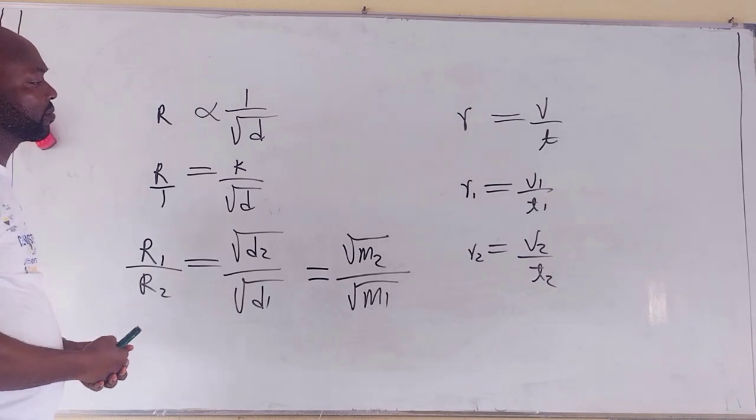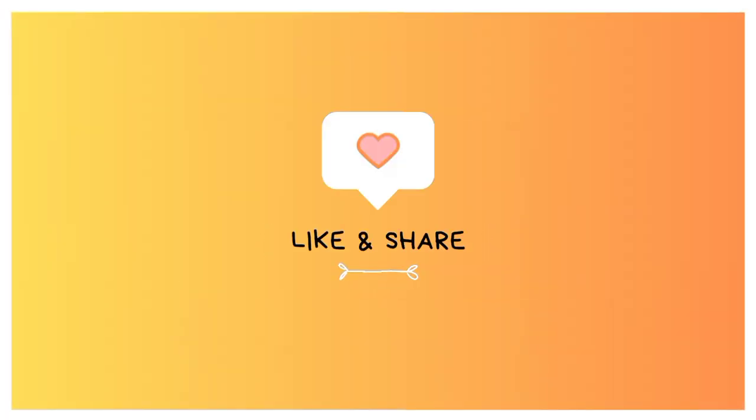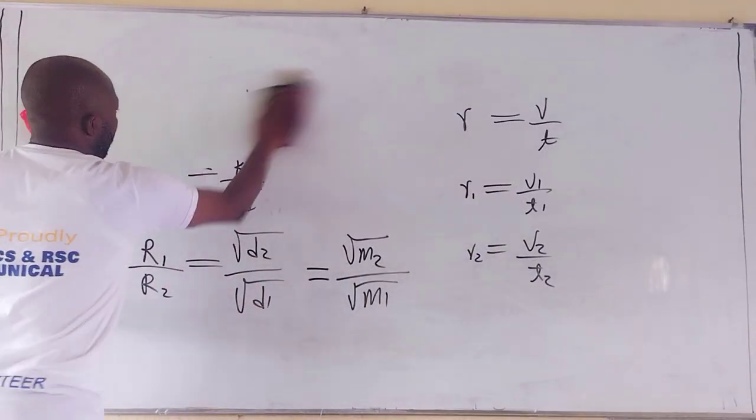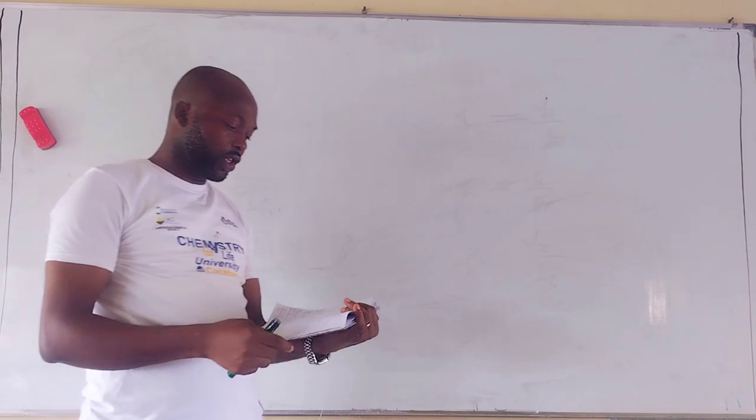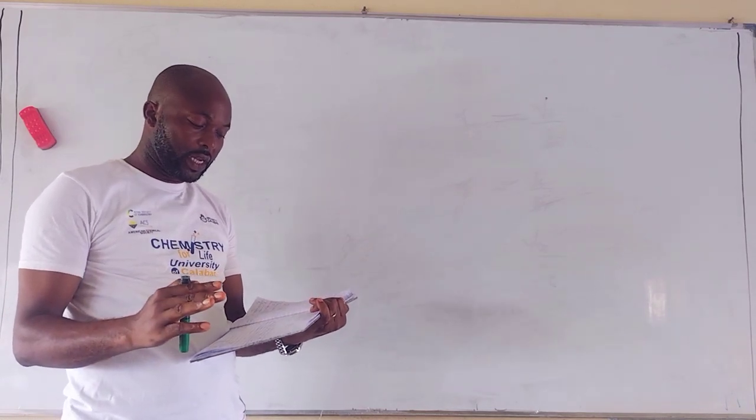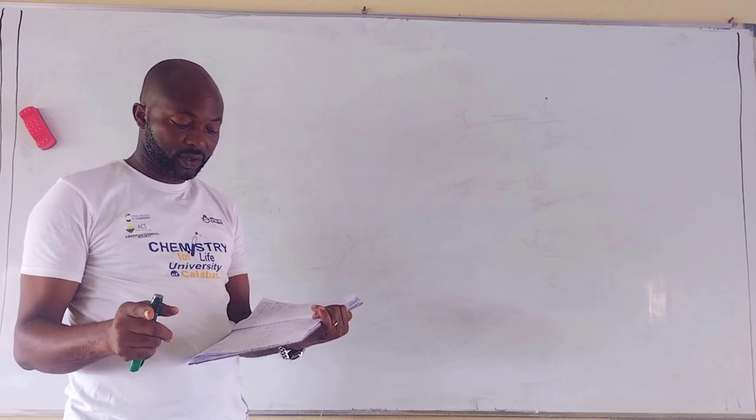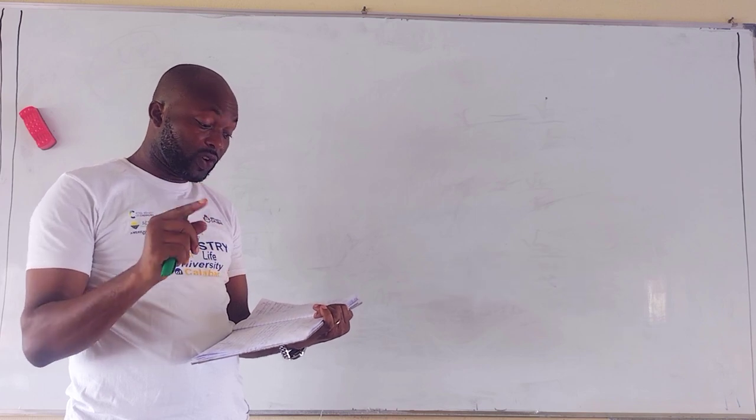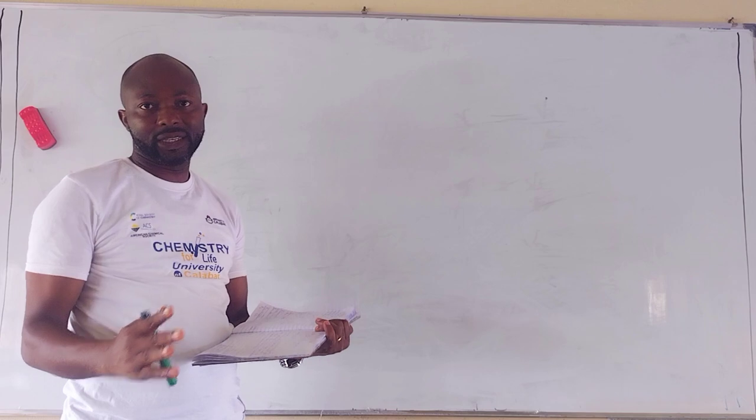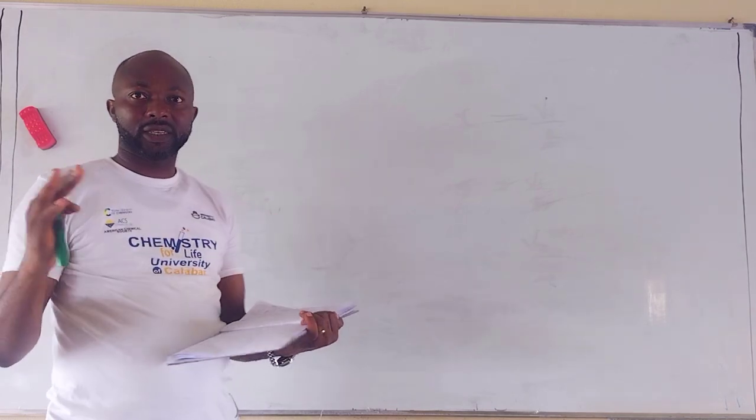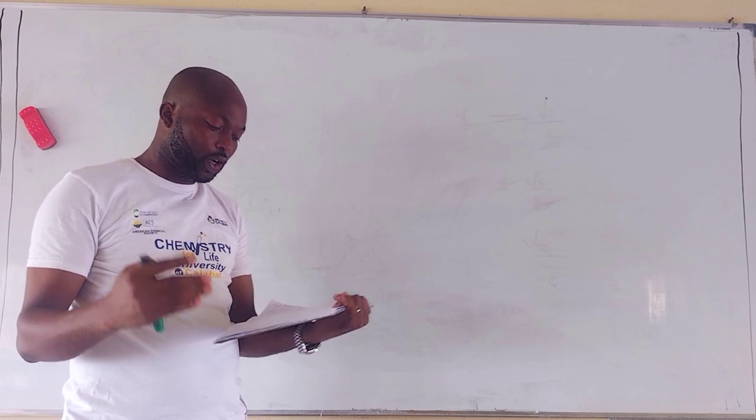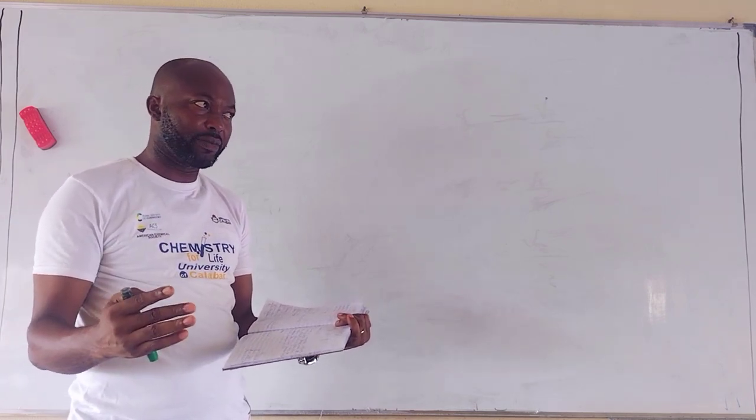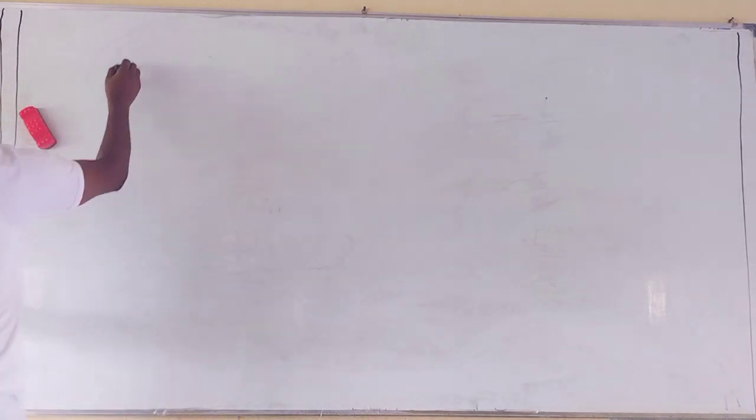So let us take maybe one question first of all to see what we have. First question: if 280 cm cube of hydrogen diffuses in 40 seconds, how long will it take for 490 cm cube of a gas X, whose vapor density is 25, to diffuse under the same conditions? So we're having two gases here, hydrogen gas and gas X, which is the unknown gas. They're giving us the vapor density. So let us begin by bringing out the given.